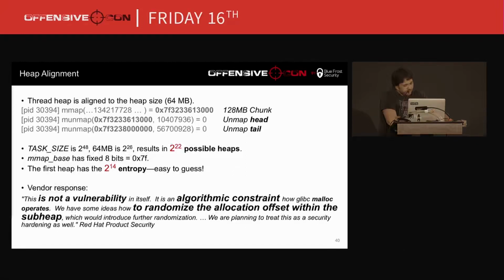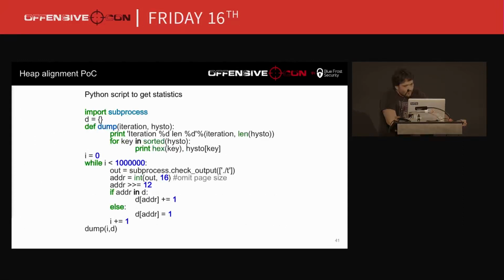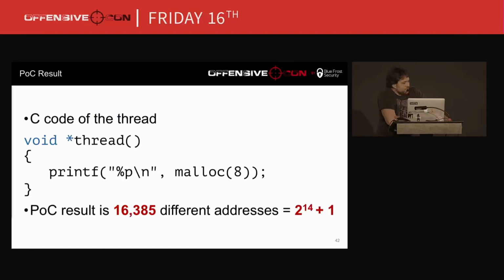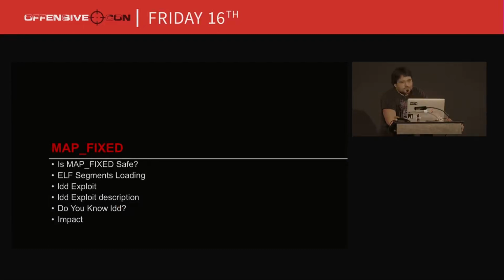The vendor says that's not a vulnerability, it's an algorithm constraint of how malloc works. So I'm disagreeing with them. I used this simple Python code to get a histogram of these values. It just runs my C code and remembers the addresses it returns. And here's the small code, just malloc and print. And you may see that the POC makes this result. This is just a proof of concept. So, next interesting thing.